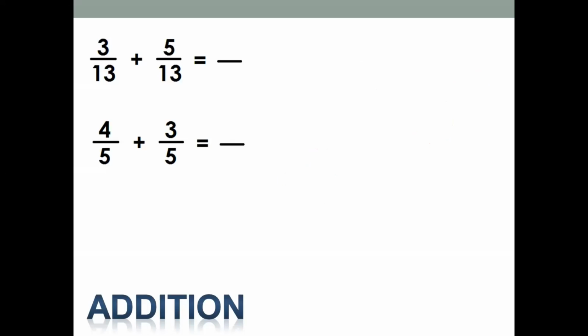Next example, we have 3/13 plus 5/13. So copy the denominator, then add the numerators. 3 plus 5 equals 8.